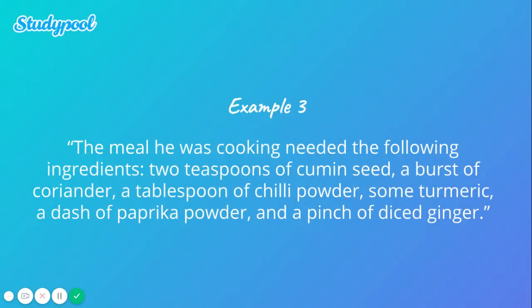There is a case for using a comma before the and when the list is more complex in nature. So, for example, if we were to say, the meal he was cooking needed the following ingredients: 2 teaspoons of cumin seed, a burst of coriander, a tablespoon of chili powder, some turmeric, a dash of paprika powder, and a pinch of diced ginger. Here, placing the comma before the and just helps to separate the ideas a bit more cleanly, as well as informing the listener that the list stops there.